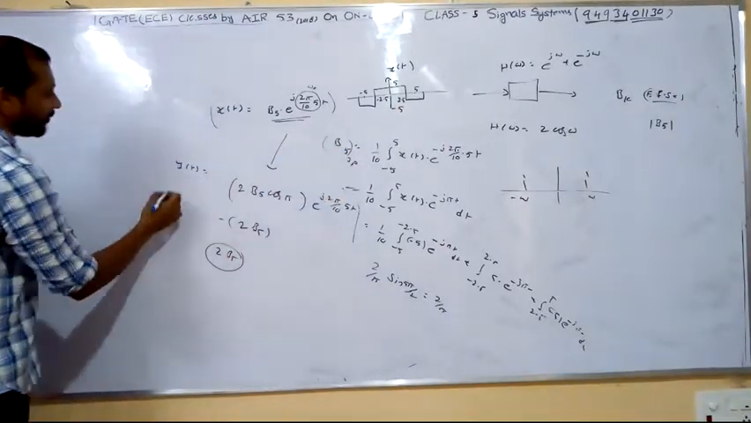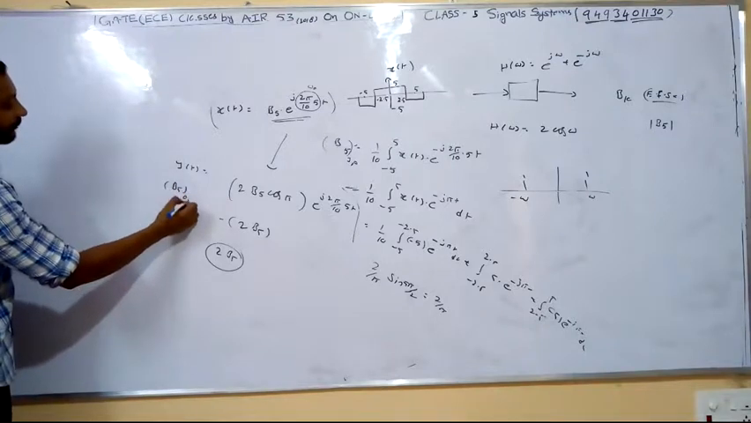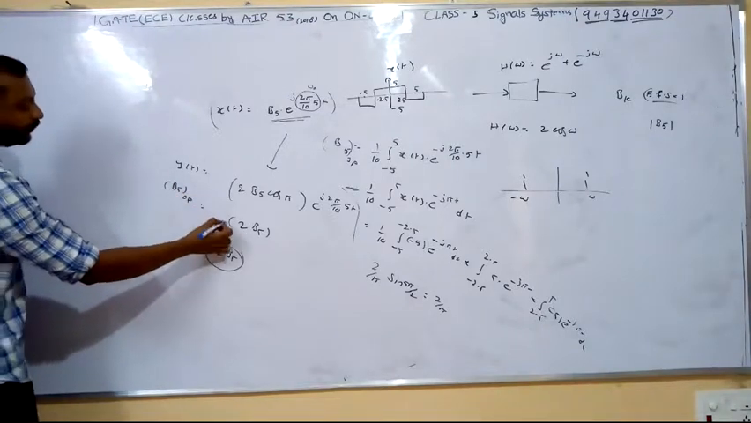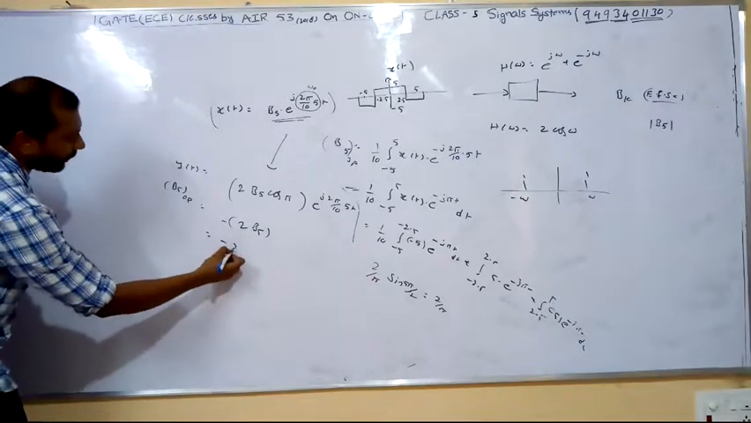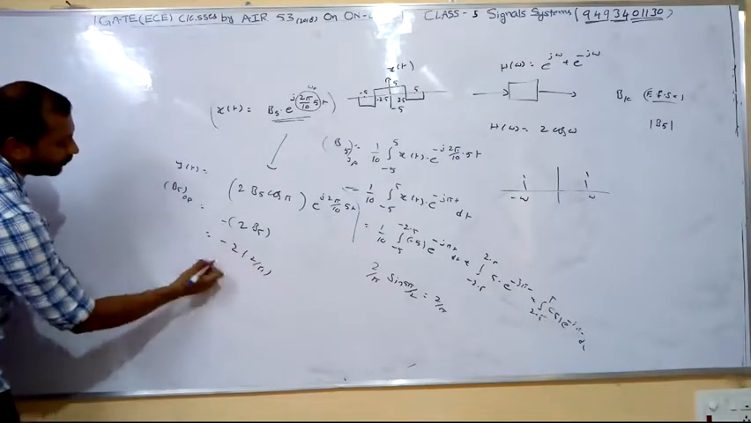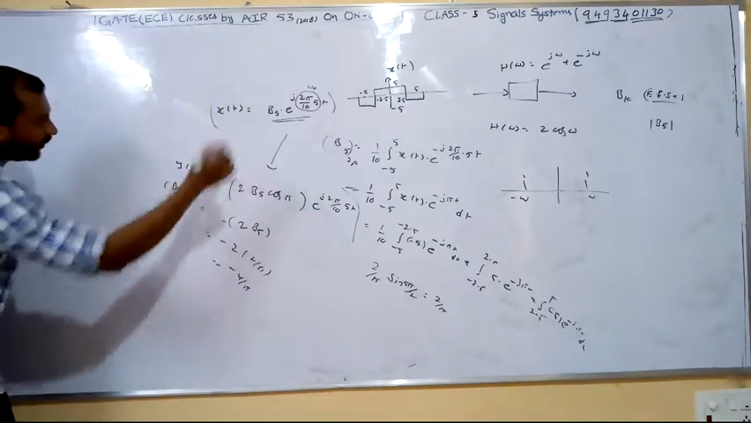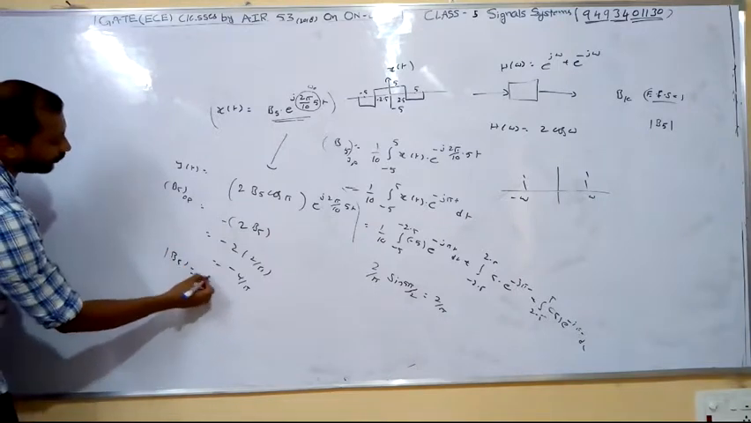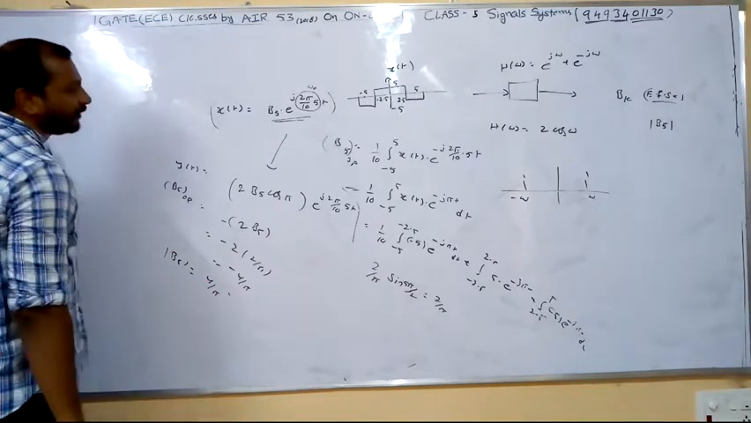Then the corresponding B5 of the output signal is equal to minus 2 into B5, so minus 2 into 2 by 5. This value is equal to minus 4 by 5. They asked about the magnitude of B5, which is simply 4 by 5, whatever the answer you will get.